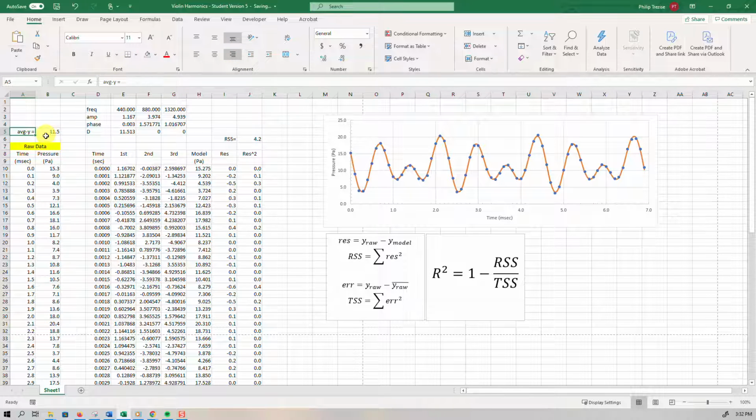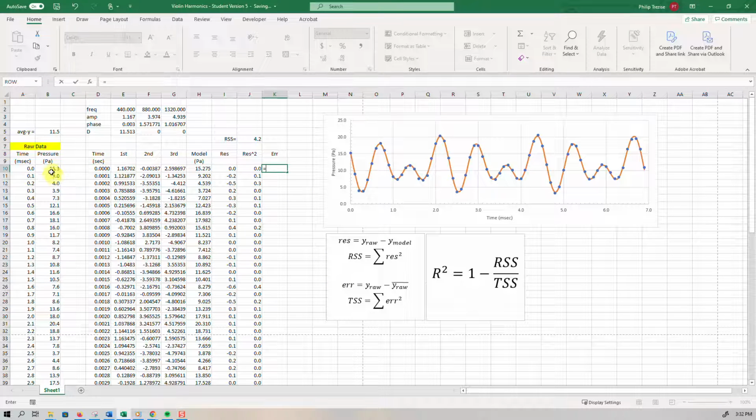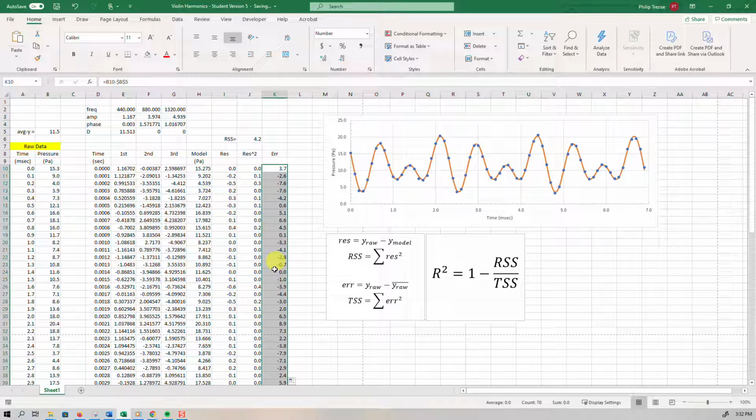So that's that. Now we're going to come over to here and use this first formula about calculating the error. We'll calculate that by going each individual y value subtracted from the average y value, lock in the y value, and then copy that one down. Now these numbers will be much bigger than the residuals, but they'll be telling me how much variation there is in the raw data.